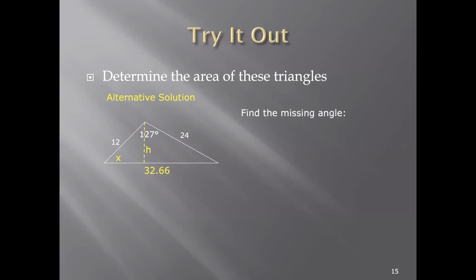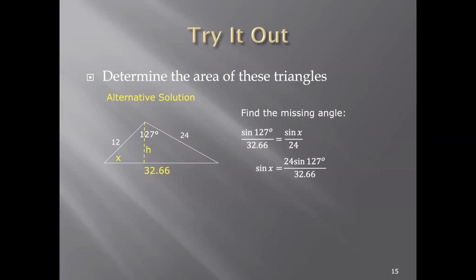Next step, let's solve for the missing angle. Let us name the missing angle as x. So using law of sine, we can use sine 127 degrees over 32.66 equals sine x all over 24. So simplifying this equation, we can have sine x equals 24 sine 127 degrees all over 32.66. Again, in order to solve for the value of x, which is an angle, you need to press shift sine on your calculator.